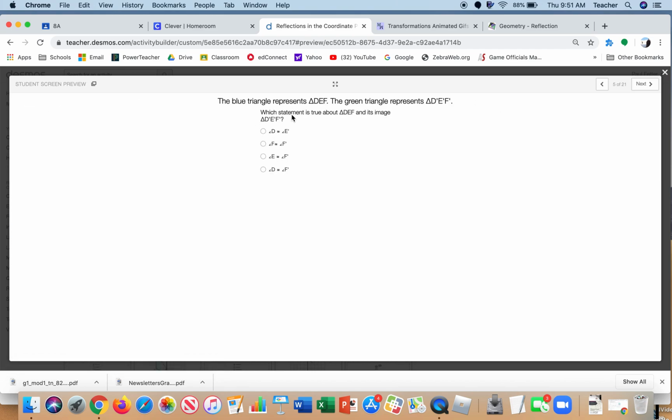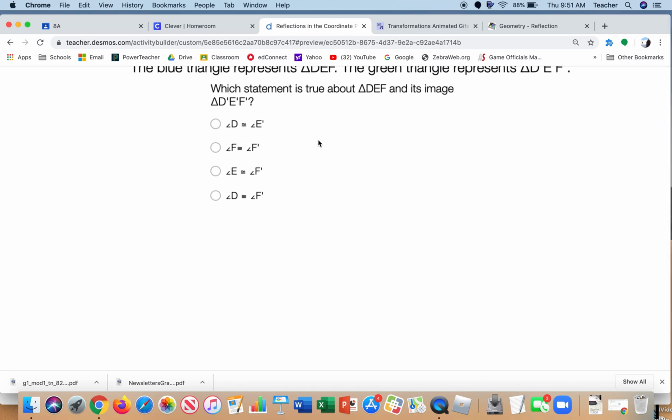Now, the blue triangle represents triangle DEF. The green triangle represents triangle DEF prime. Which statement is true about those? Well, we just said that they are the same size and the same shape. So let's take a look. What are they talking about here?